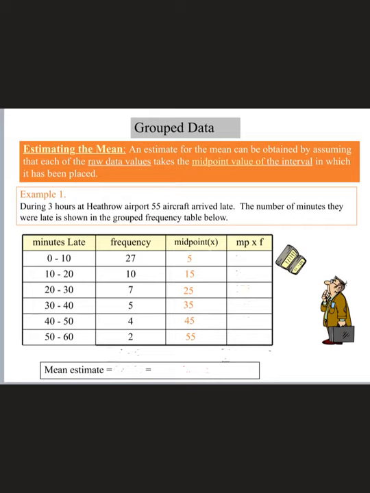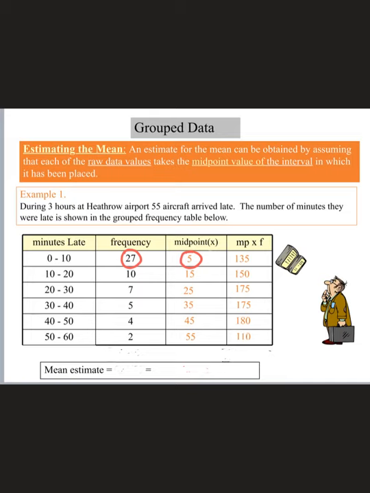The second part, we need to multiply the frequency by the midpoint to find MP times F. MP represents midpoint and F represents frequency. So we get 27 times 5, which is 135, and so on. 10 times 15, which is 150. 7 times 25, which is 175. 5 times 35, which is 175. 4 times 45, which is 180. And 2 times 55, which is 110.